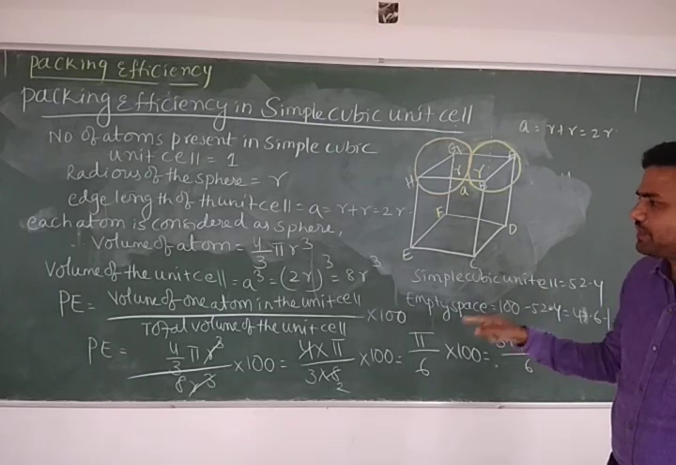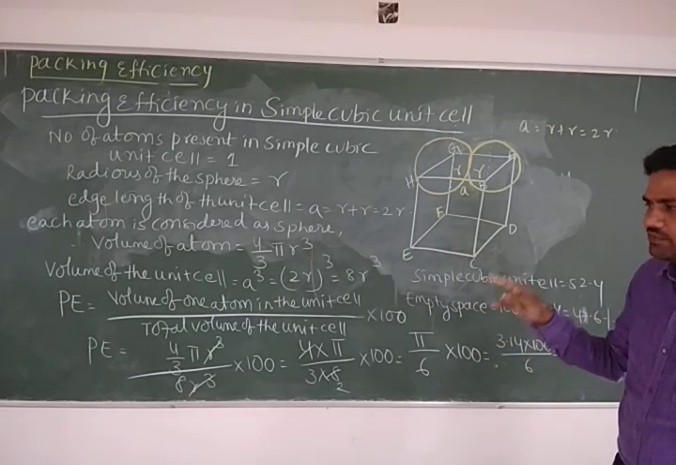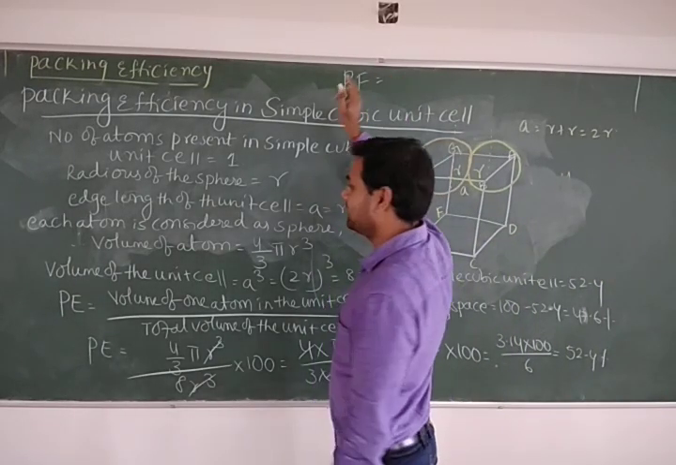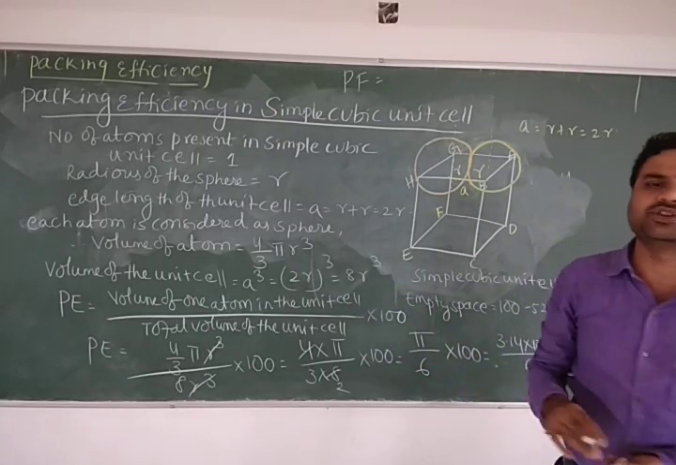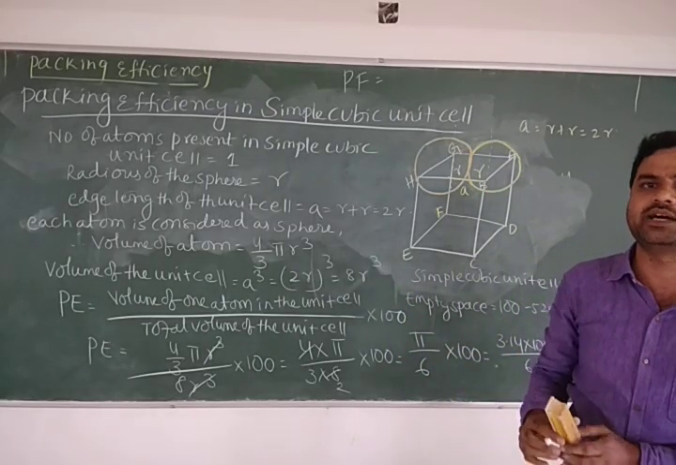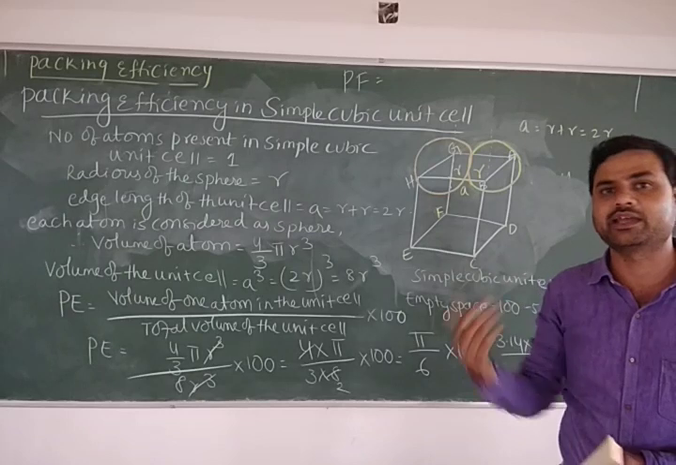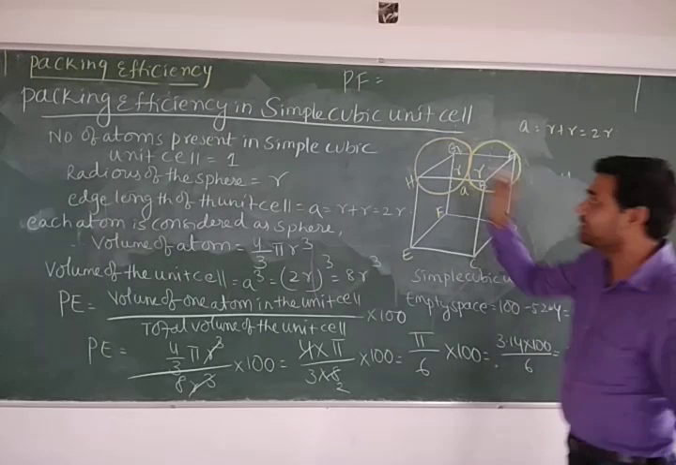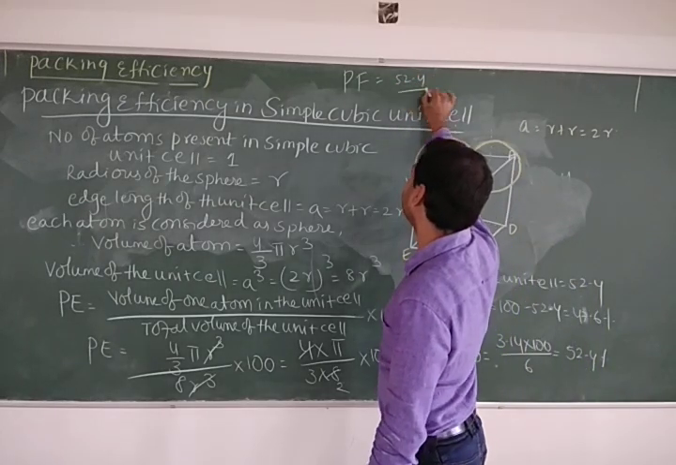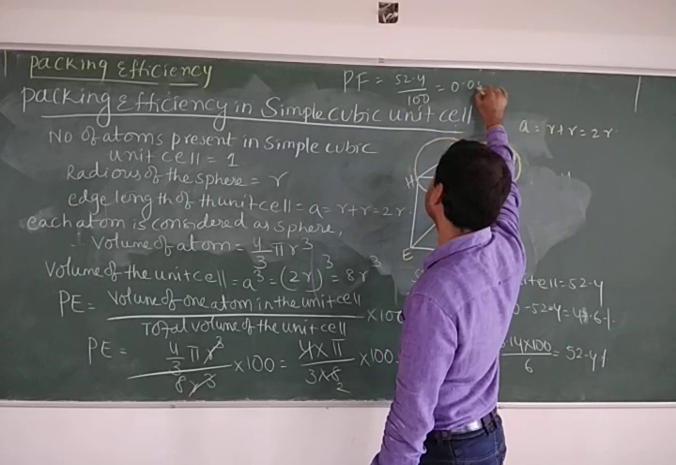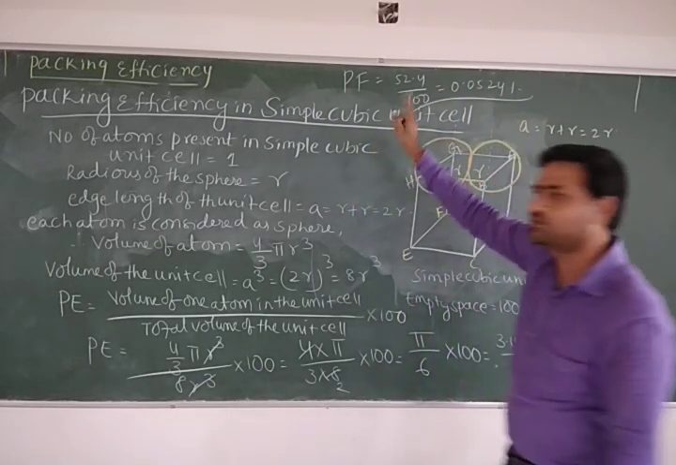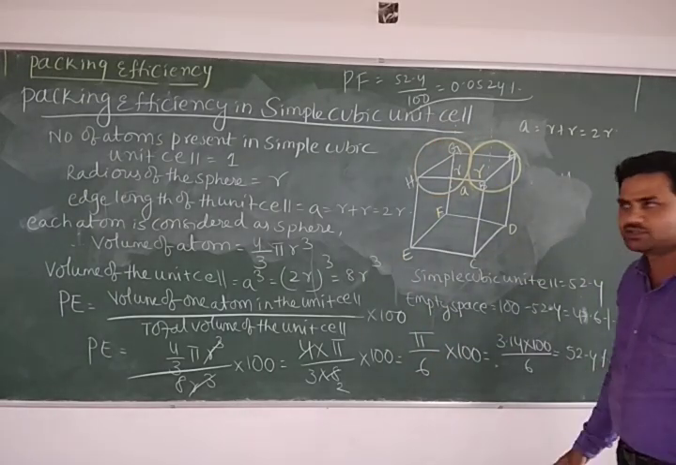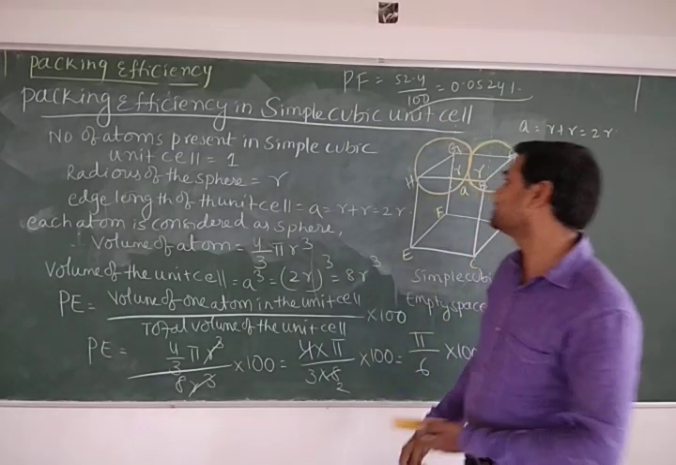And here it is the packing efficiency. See, packing fraction is different. Because in competitive examinations, to create confusion, they will ask you the packing efficiency and packing fraction. Don't get confused. This is the packing efficiency value, 52.4%. Packing fraction means this value divided by 100. Therefore you get 0.524 as the packing fraction value. Packing efficiency is 52.4%. So this is about the packing efficiency in one simple cubic unit cell.